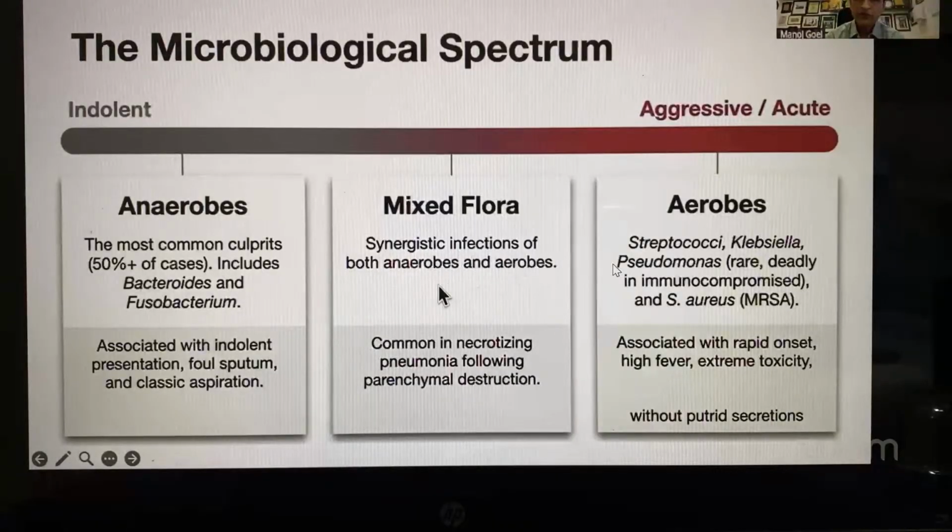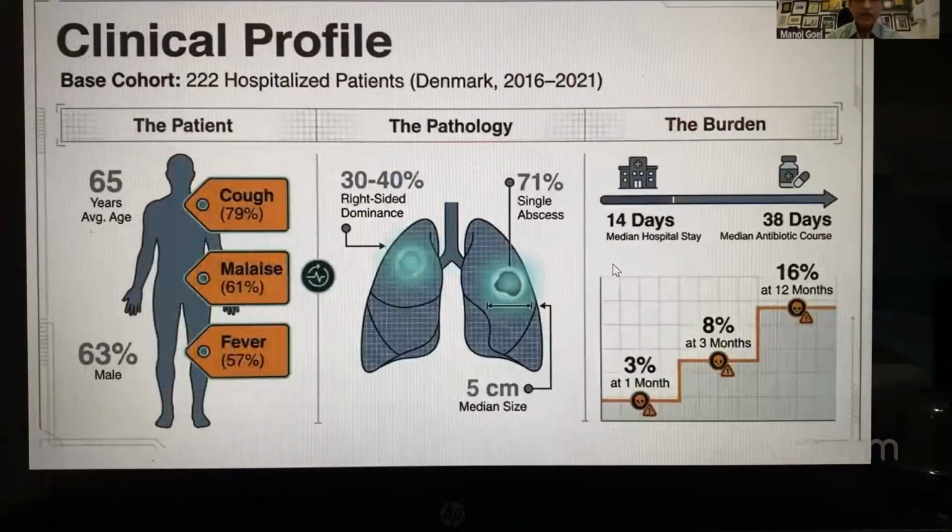But what we get is usually a mixed flora of synergistic infections of both anaerobes and aerobes. That is something that we see classically in our patients. So the anaerobic infection would have a more indolent chronic course, whereas the aerobic infection would have a more aggressive and acute course, and these patients are at high risk of mortality.